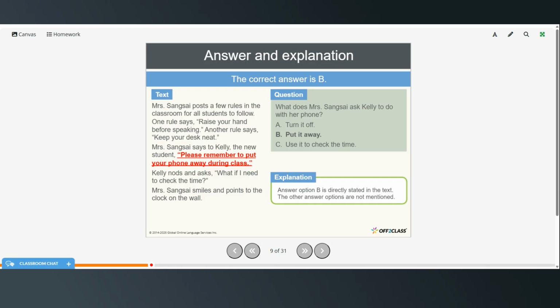So the correct answer is B. What does Mrs. Sangsai ask Kelly to do with her phone? B, put it away. And we can see here where that was directly mentioned in the reading.